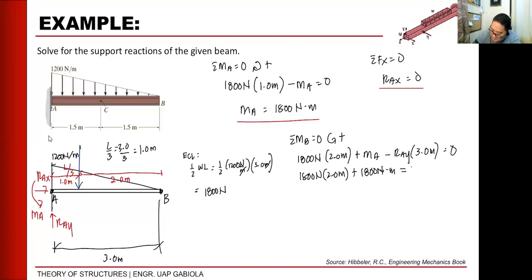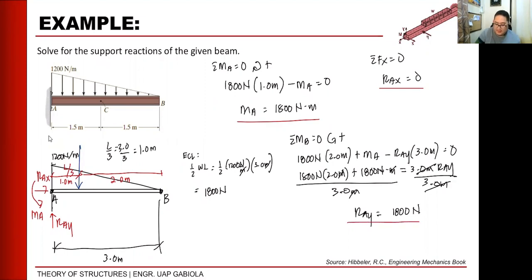Minus, o transpose ko na sa kabila, 3.0 meters RAY. Okay? And dividing both sides by 3.0 meters. 3.0 meters cancel. Ka-cancel yung meters dito. So, RAY natin is equals to 1/8 times 2 plus 1/8. Divide natin sa 3. We have RAY as 1,800 newtons. Okay, so this is our value for RAY.